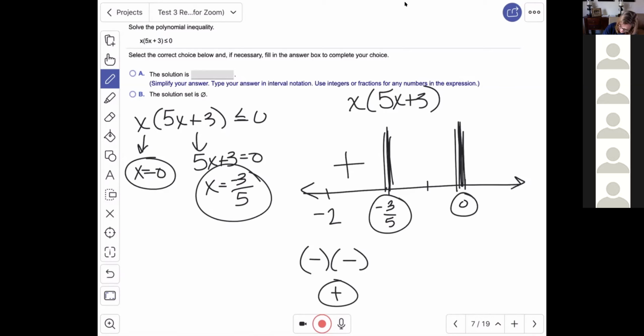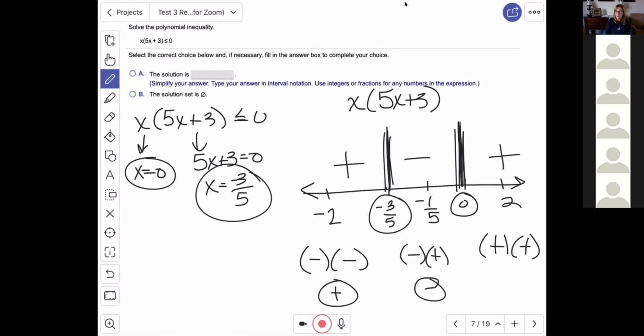Okay, something between 0 and -3/5. That's not quite as easy. I'm going to pick -1/5. That's smaller. If you plug it in, you get -1/5 for the first one. And then if you plug it into 5 times x plus 3, you get -1 plus 3, positive. So that's negative. And then if you pick 2, you get positive, and 10 plus 3 is positive. So it alternated again.